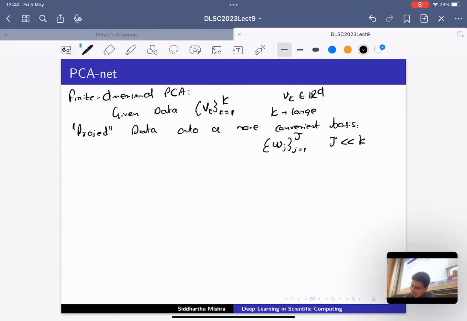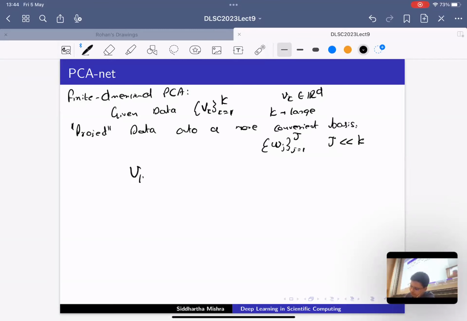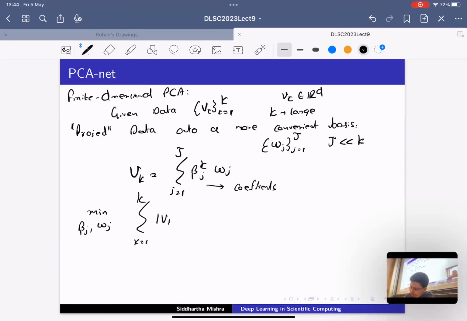And the idea is very simple. You're going to write each Vk as the summation of beta kj wj, j from 1 to capital J. So you are going to write a basis expansion where beta k is the coefficient and your wj's are the basis functions, or basis vectors in this particular case. And there is a natural minimization problem. You minimize over beta and wj the summation of k from 1 to capital K of the norm of Vk minus, so this is a projection, right, the summation over j from 1 to J of beta kj wj, squared.